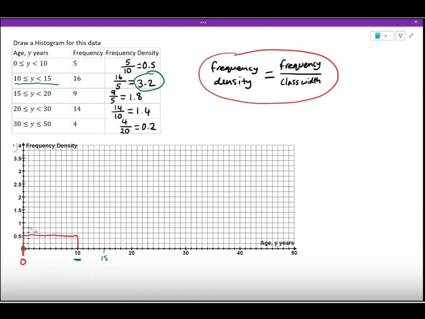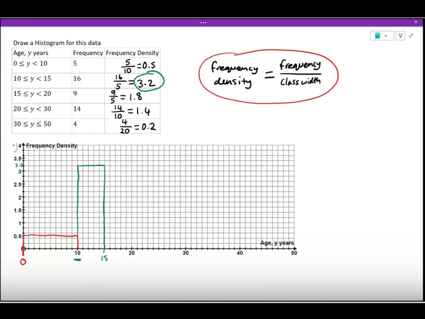So every box represents 0.2 on the frequency density axis. If I want to go to 3.2, I need to go to 3, which is here, and then go 1 box higher. So this here would be 3.2. My bar is going to go up to a height of that number that I marked there. So let's go upwards from this point until we get to there, and then go across horizontally until we're over the 15, which is the end of my bar. Then we go down like this, to the bottom, and that will be my complete bar for 10 to 15.